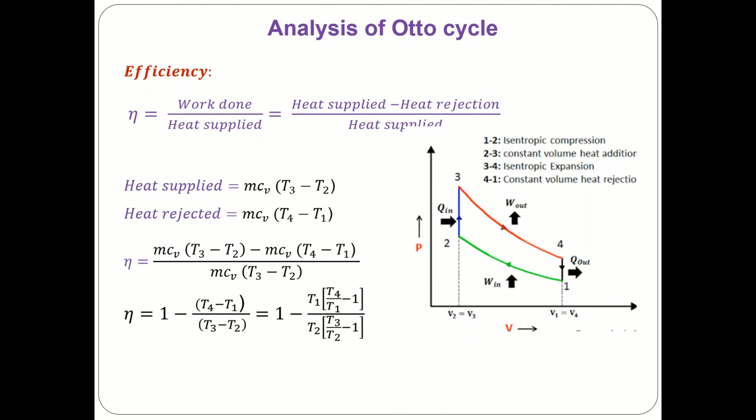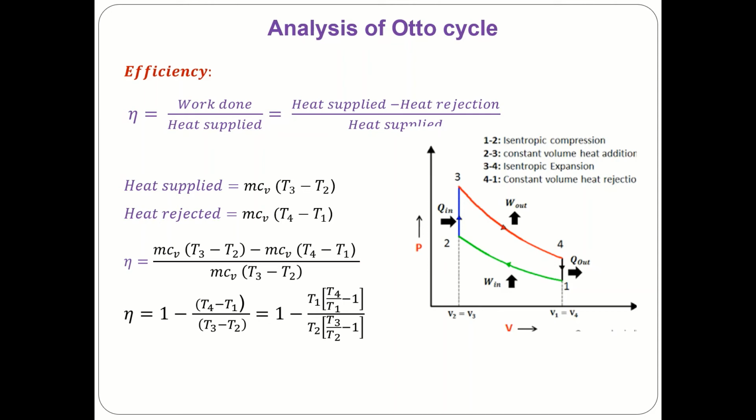So if I simplify this expression, mCv is common and gets cancelled. So you are left with the expression for efficiency in terms of temperatures. I have further simplified it as 1 minus T1 taken common from the numerator and T2 taken common from the denominator. So in the bracket I have T4 by T1 minus 1, divided by T2 times the bracket T3 by T2 minus 1. So this is the expression after simplification.